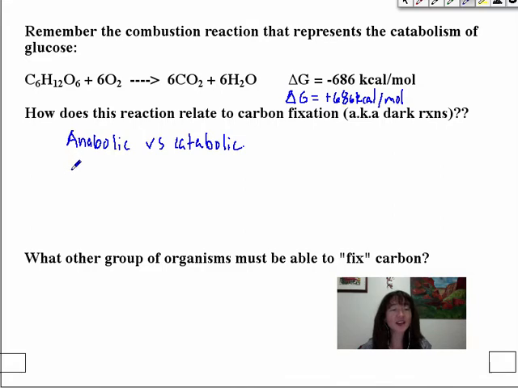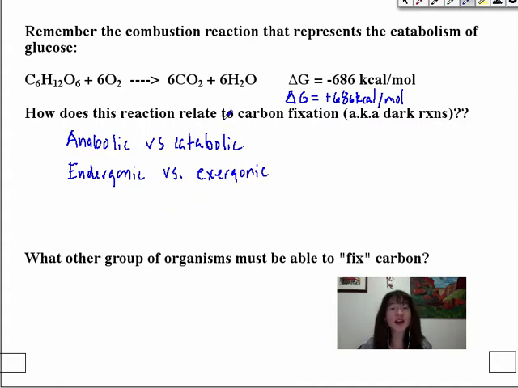We also recognize that this is endergonic versus exergonic. So endergonic, energy consuming, a positive delta G, versus exergonic.